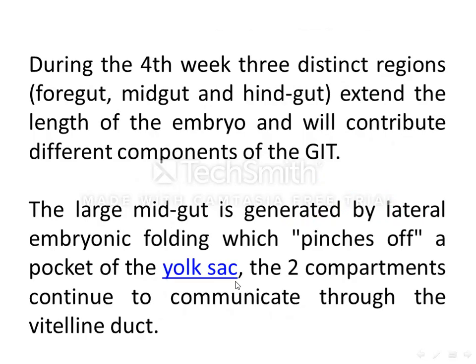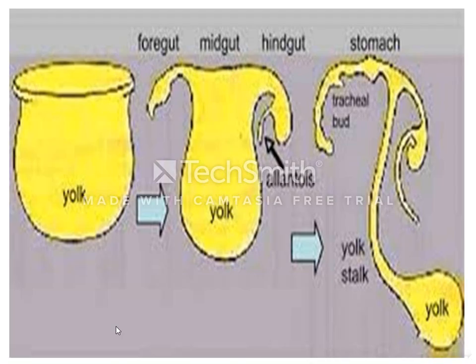During the 4th week, three distinct regions, foregut, midgut, and hindgut, extend the length of the embryo and will contribute different components of the GIT. The large midgut is generated by lateral embryonic folding, which pinches off a pocket of the yolk sac. So the two components communicate through the vitelline duct.